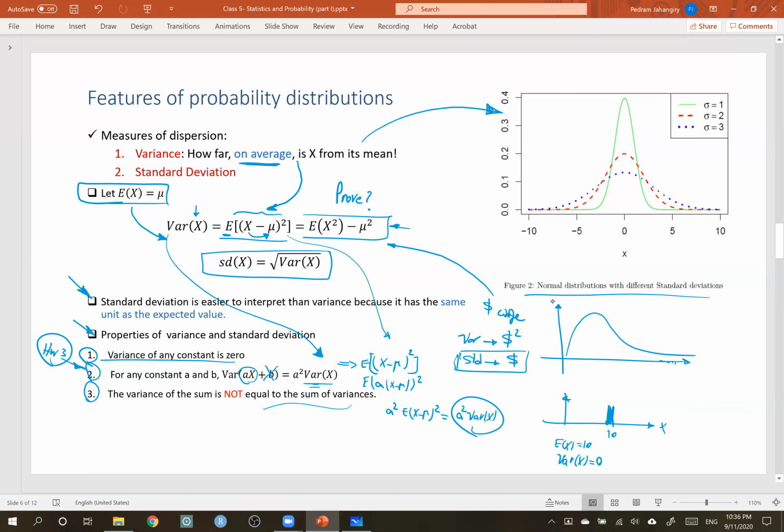And finally, a very important one. This has a huge application in finance. The variance of a sum is not equal to the sum of variances. So what are we talking about here? We're saying the variance of x plus y, two random variables, is not equal to, and this is good news for finance, the variance of x plus the variance of y.